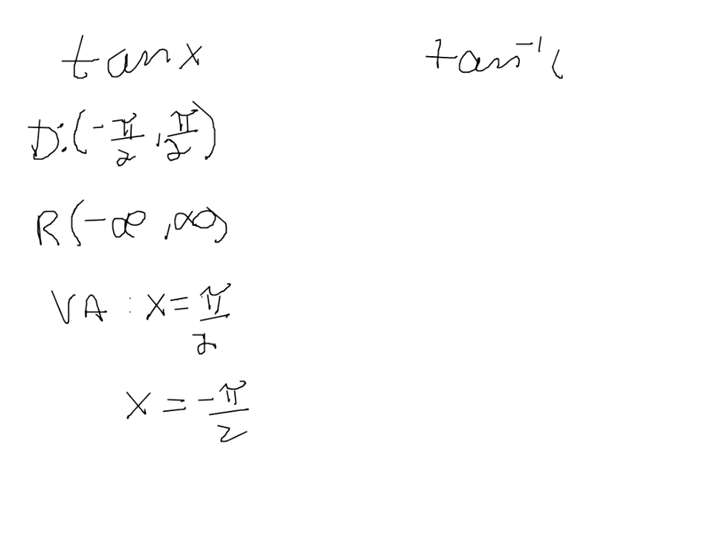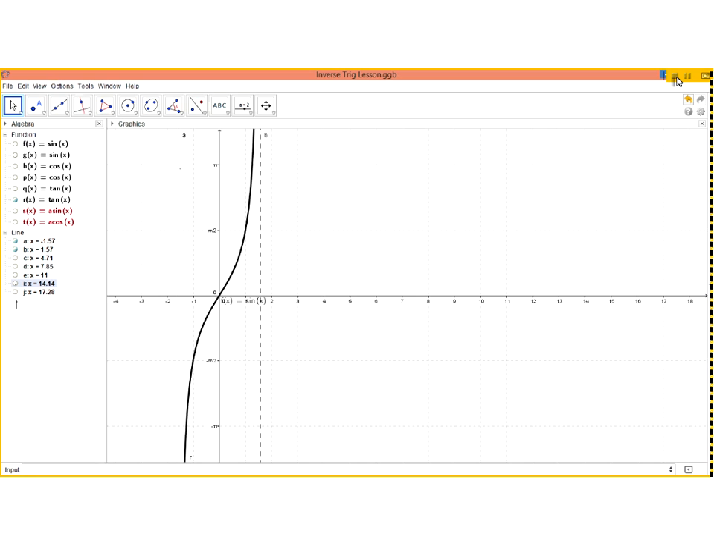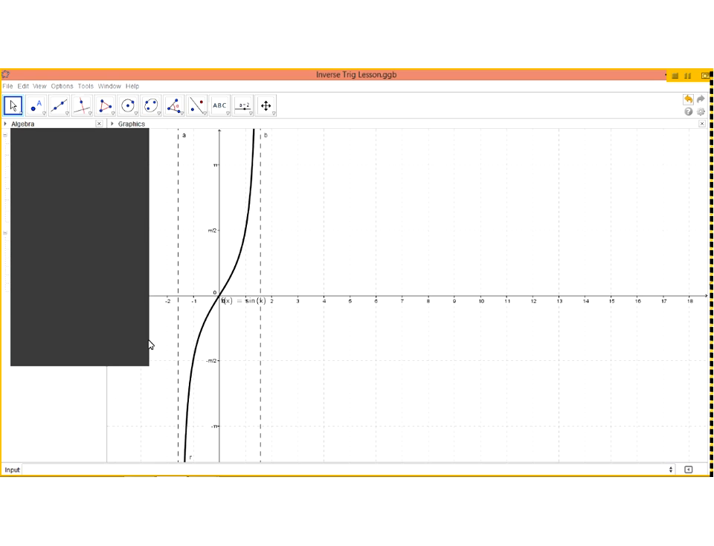Now, when I do my inverse tangent, my domain is minus infinity to infinity. My range is minus pi over 2 to pi over 2. And a vertical asymptote, we switch x and y, so this becomes y equals pi over 2. So that's a horizontal asymptote. And y equals minus pi over 2. Okay, so going back to graph inverse tangent.